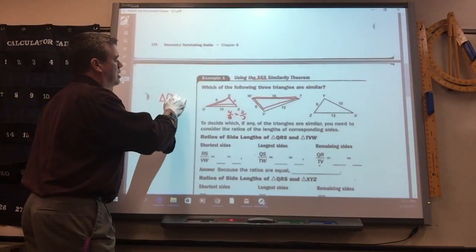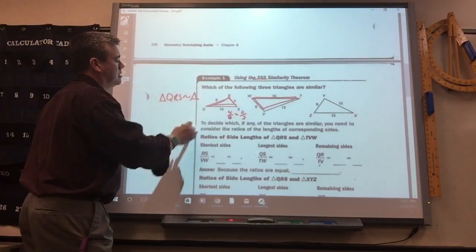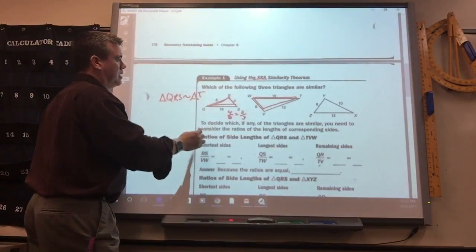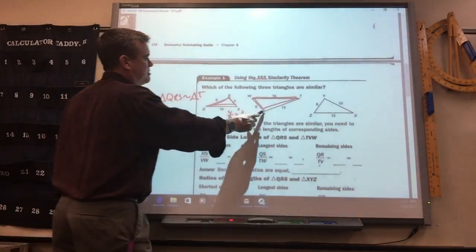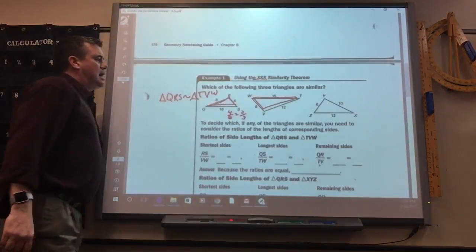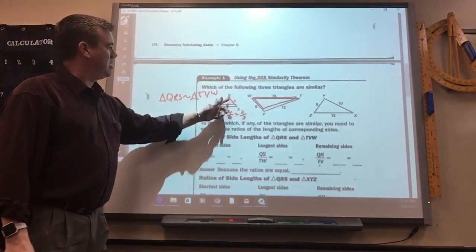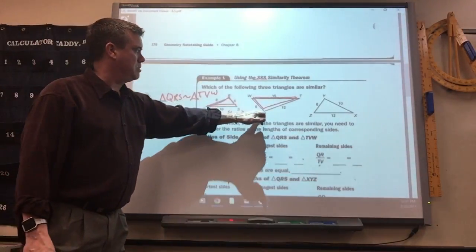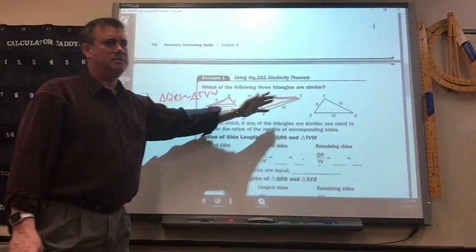Triangle QRS is similar to... So Q is the same as T. R is the same as V. And then the last one is W. Now, the way you can tell that is R is in between the shortest and the middle side. So you choose the letter that's between the shortest and the middle side. Okay?